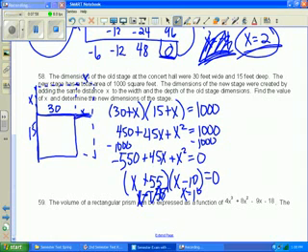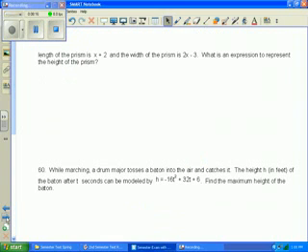Now the question says, what are the dimensions of the new stage? So 30 plus 10 is 40. And 15 plus 10 is 25. So it's 40 by 25. Those are those new dimensions.